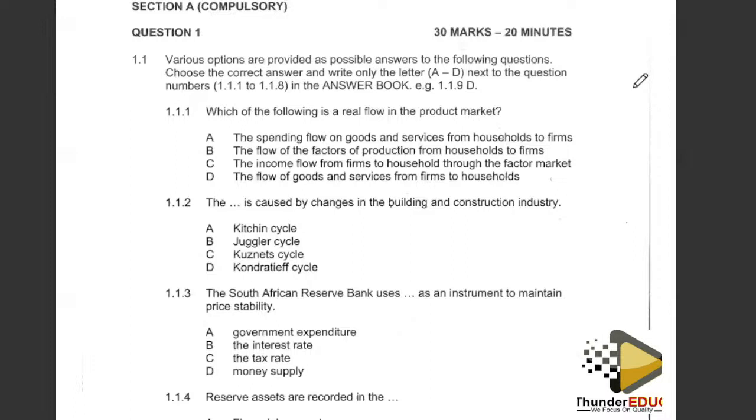But for now, since we don't have enough time, let's quickly focus on the type of market that we're actually faced with. We have the product market. The product market is a platform where buying and selling of goods and services take place. Here we check the goods and services that are being bought and sold. So when we talk of the real flow, we have two types of flows. We have the money flow as well as the real flow.